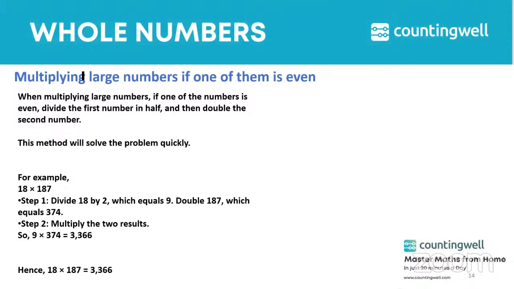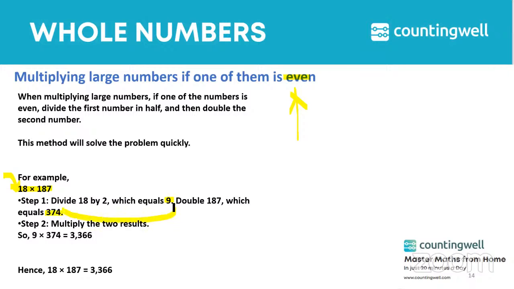Let us see how to multiply large numbers if one of them is even. In such case, you have to divide the first number in half and double the second number. So whichever number is even, divide it by 2 and double the second number. So here you can see 18 into 187. Here which one is even number? Yes, 18. So you have to divide it by 2, you will get 9. Then you have to double 187, which is 374.